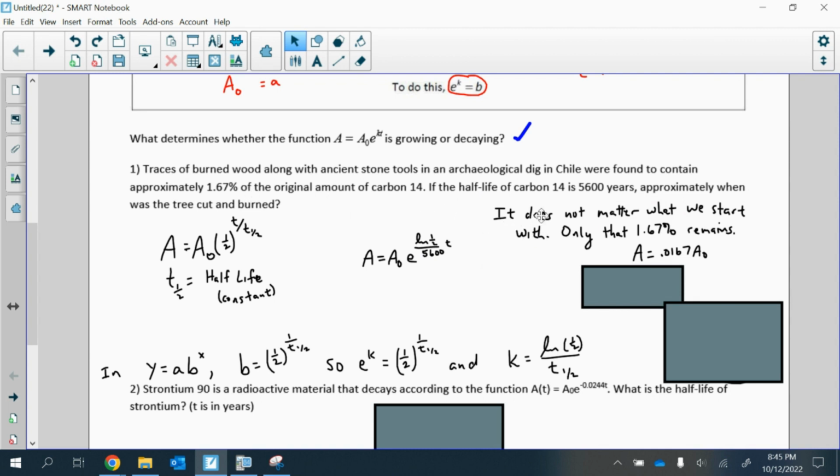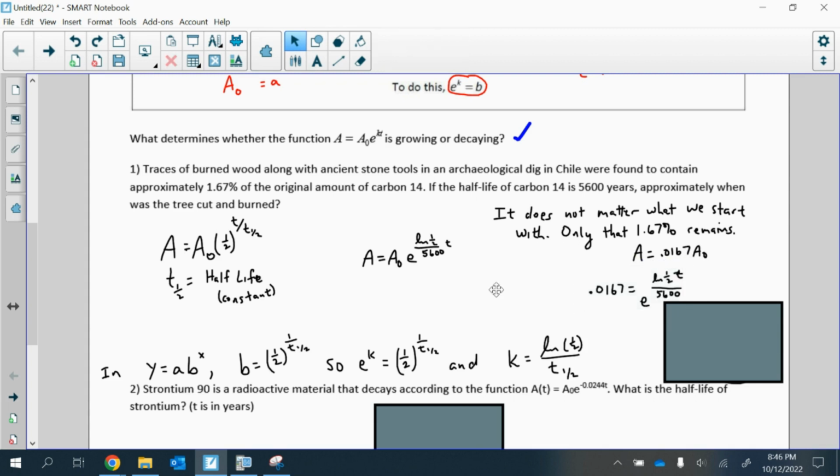Now for this particular problem, it doesn't matter what we start with. We could have 100 grams of a tree or 5,000 grams of a tree or whatever, but we don't know how much carbon-14 there was originally. We just figure that there's about 1.67% of the original amount. So all that we really need to know is how much remains, not how much was there originally. So the amount is equal to 1.67% times the initial amount.